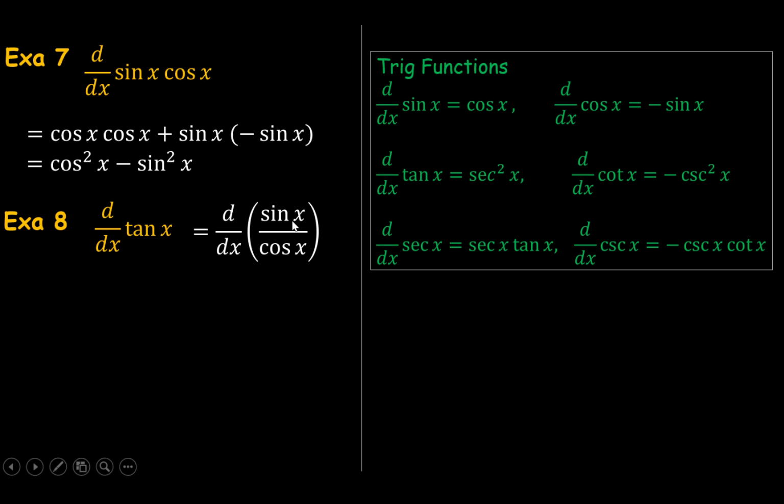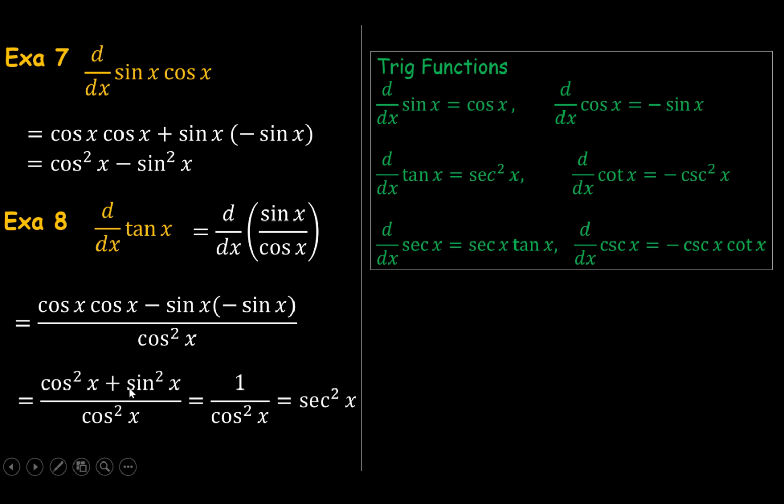The quotient rule says the top is f prime g minus f g prime. So f prime, the derivative of sine, is cosine, times g, which is cosine, minus f, which is sine, times the derivative of cosine, which is negative sine. And then the bottom is just the square of cosine. Now cosine times cosine is cosine square, sine times sine is sine square, and the negative becomes a plus.